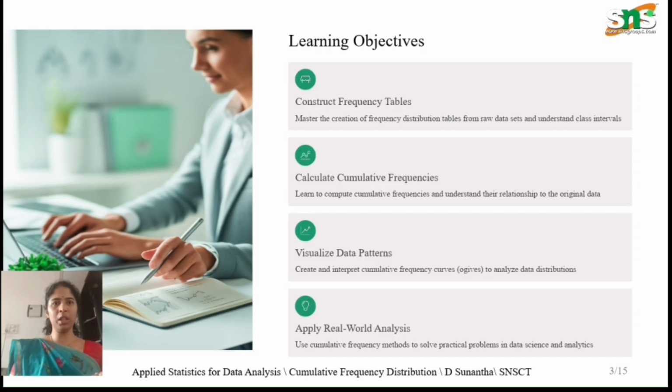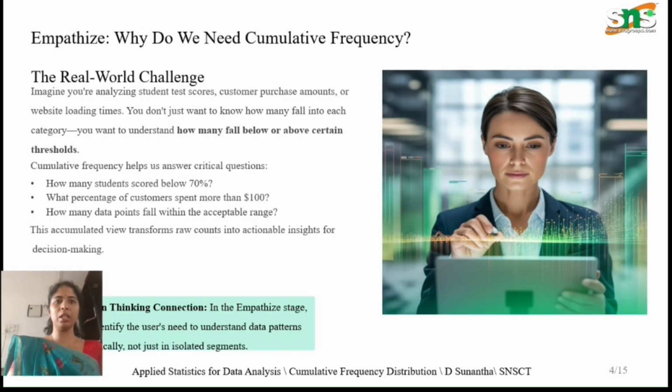These are the learning objectives of this video. By the end of this lecture video, we will understand how to construct a cumulative frequency table, calculate cumulative frequency accurately, interpret cumulative frequency data, and draw meaningful conclusions using cumulative frequency. We will also understand the application of cumulative frequency curves like ogives. The next one will be the design thinking based approach.